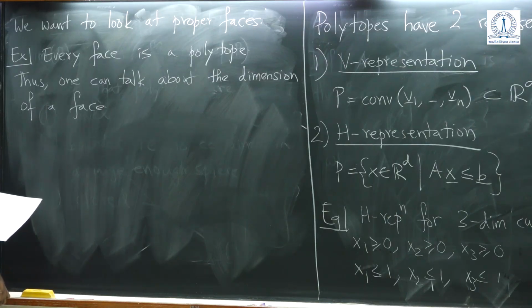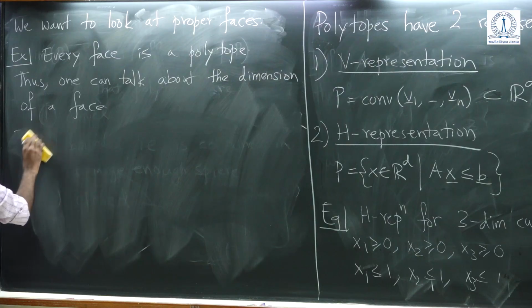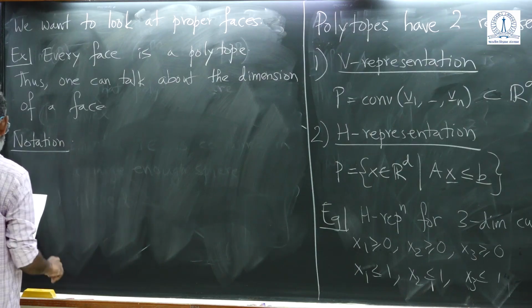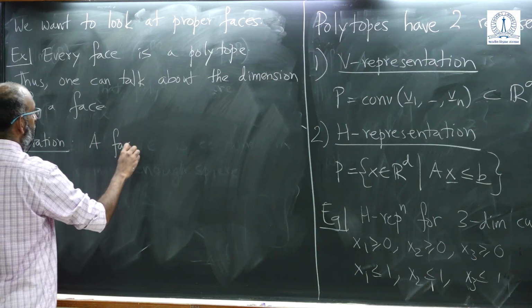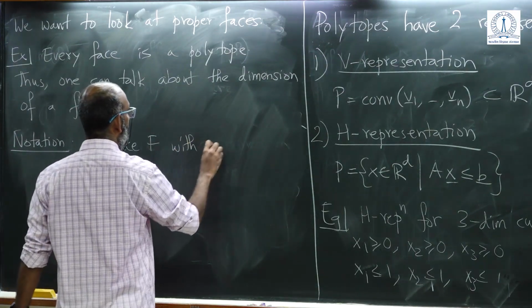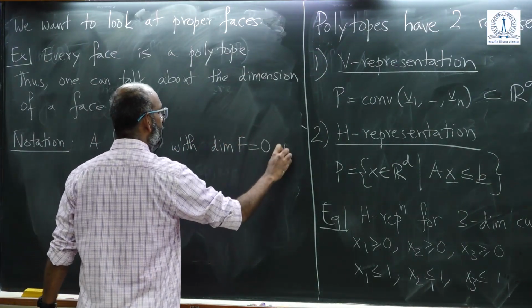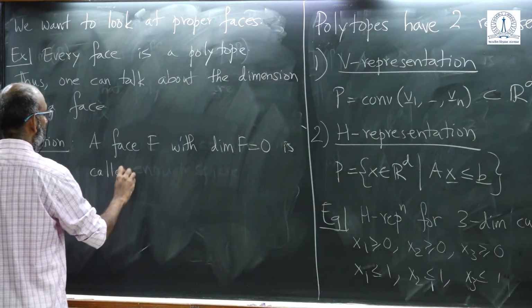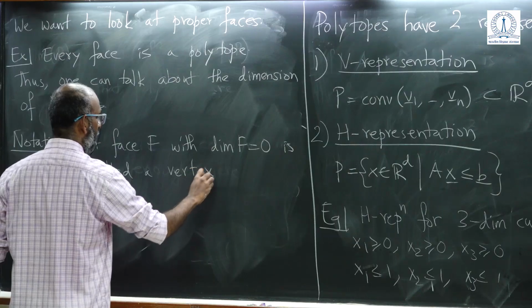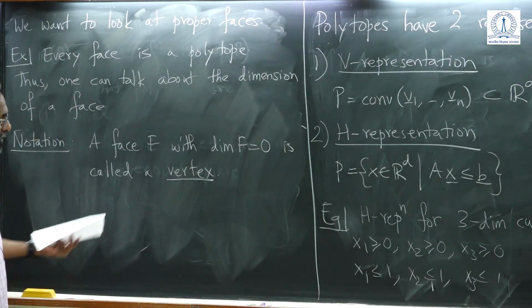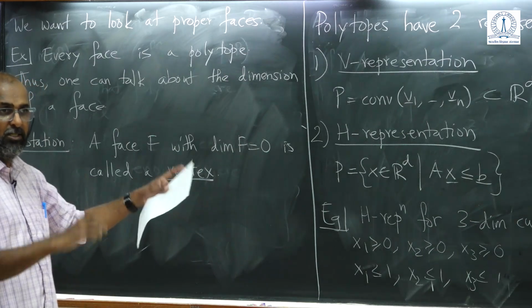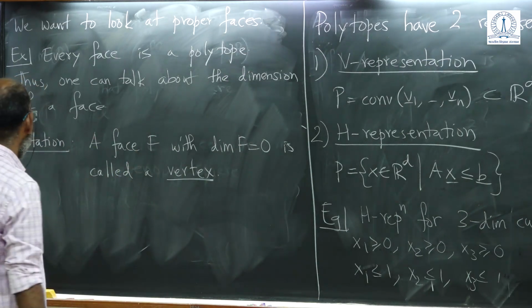So for example, or maybe notation, a face F with dimension F equal to 0 is called a vertex. These are points, these are extremal points. These are the points that, in the V representation, you are taking the convex hull of.